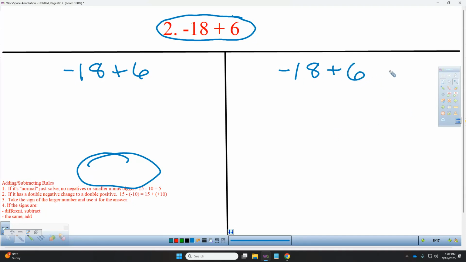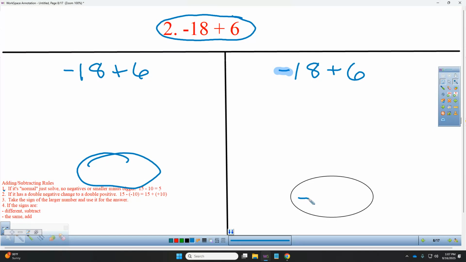So I'm going to redo it here. I'm going to follow the steps. I'm looking at step 1. Is this a normal problem? No, it's not, because it has this negative sign in it. So step 2, is there a double negative? Nope. A double negative will be something usually in between the two numbers. That's not happening. Step 3, what do we have more of? Do we have more positives or more negatives? We have 18 negatives and we got 6 positives. So that tells us that our answer is going to be a negative.